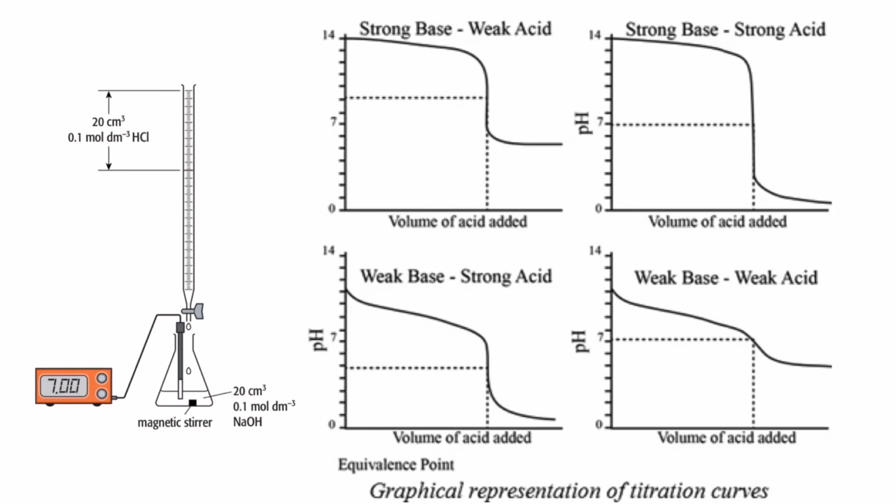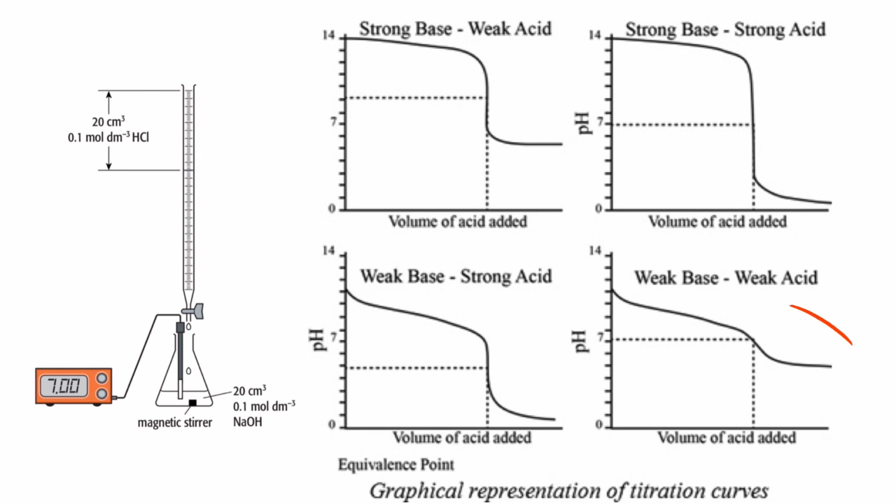Besides the strong base, strong acid titration graph, we can draw titration graphs of strong base, weak acid, or weak base, strong acid, or weak base, weak acid. How to distinguish different kinds of graphs? If you look at this graph, the highest pH is at pH 11 and the lowest pH is at pH 1, so you can easily find that this is a weak base, strong acid titration graph.